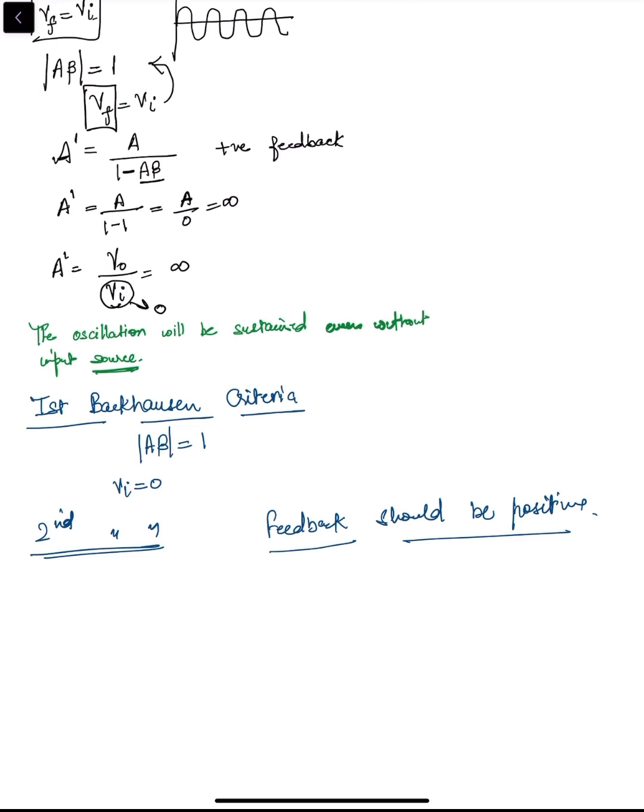Now how does the sustained oscillation look? Sustained oscillation will be, if this is the output and this is the time, like this. So there will be no loss, no heat loss or any other kind of loss. So this is all about the Barkhausen criteria for sustained oscillation.